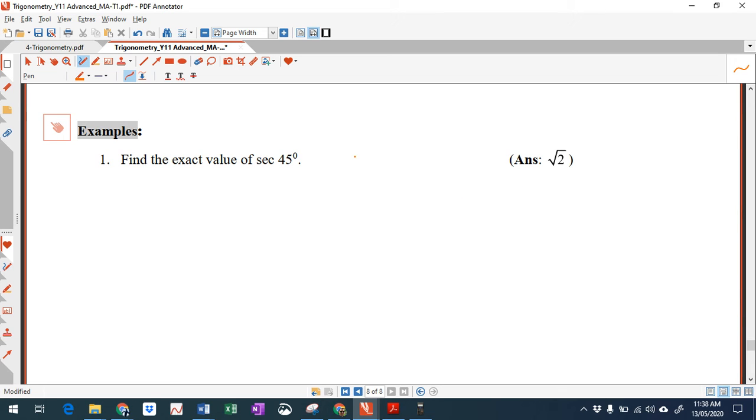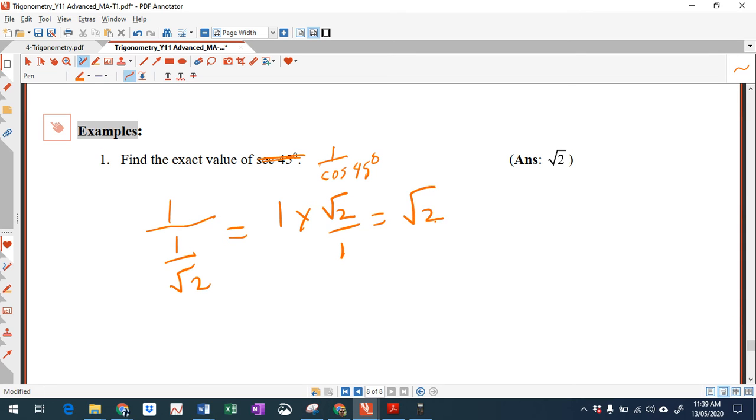Now let's, I'll just change that question. Find the exact value of 1 over cos 45 degrees. That's better. Okay, now 1 over cos 45 is just 1 over 1 on root 2, which is equal to 1 multiplied by root 2 over 1, which is equal to root 2. Okay, that's the first one.